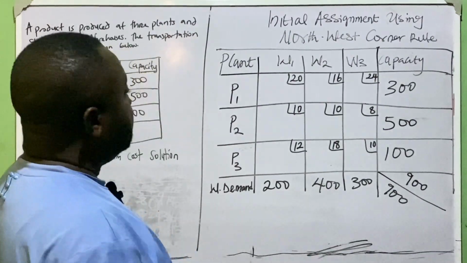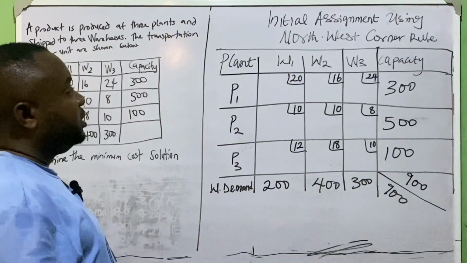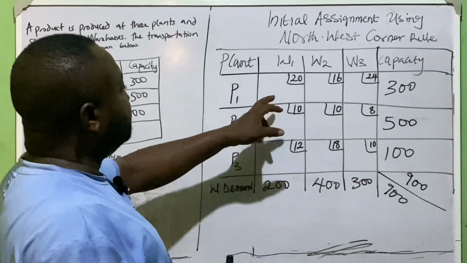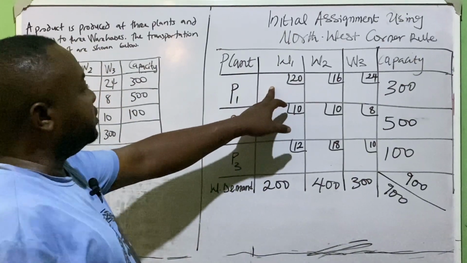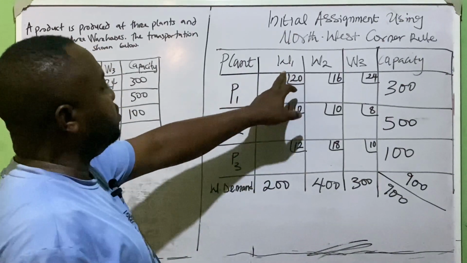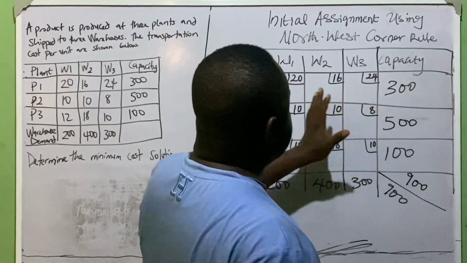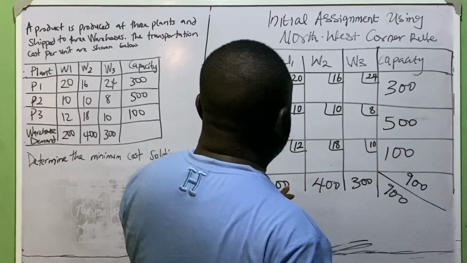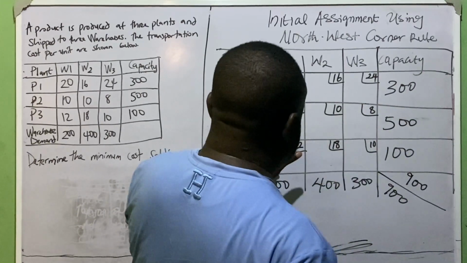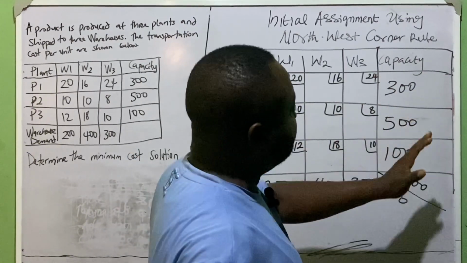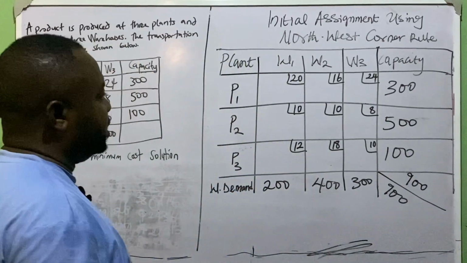And of course, the northwest corner rule is simply saying start your assignment from this first cell, cell P1W1, and progress towards the right. When you exhaust this capacity, you come to the next cell and continue to check downwards.